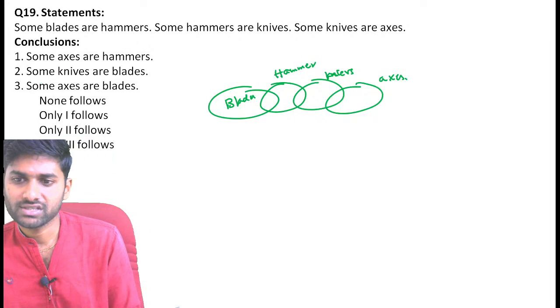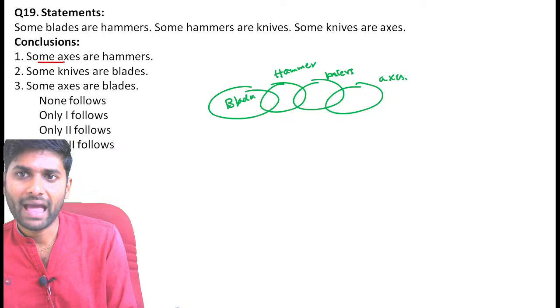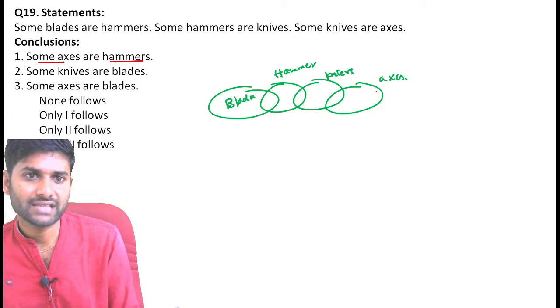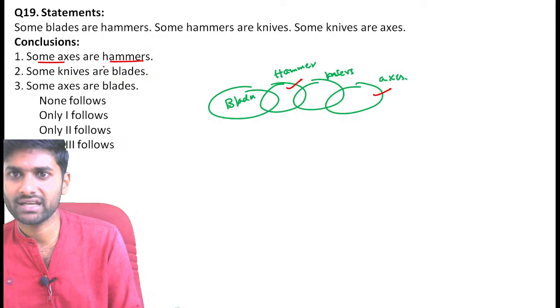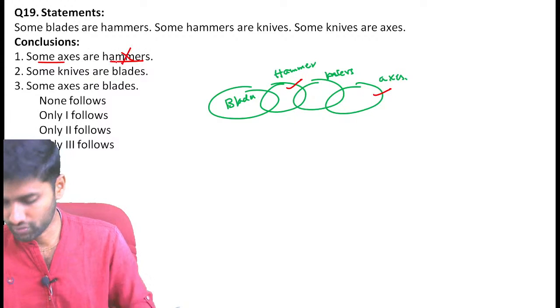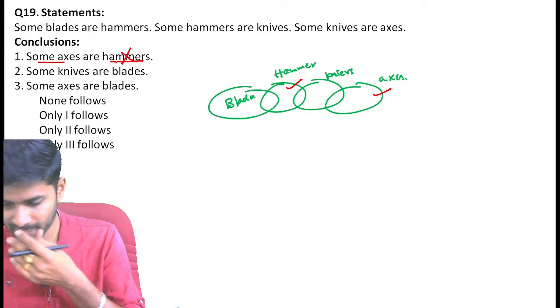Now question, conclusion. See, some axes are hammers. So this is the axes circle and this is the hammer circle. There is no direct relation in the diagram. So that is a wrong conclusion. The conclusion does not follow.